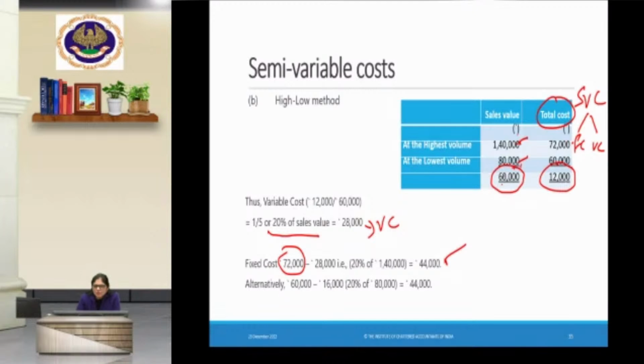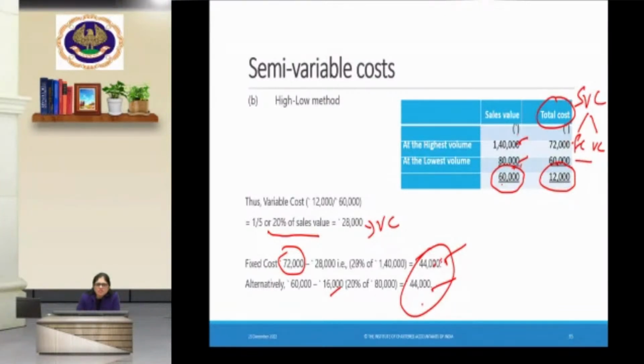Similarly, we can see the lowest. 80,000 is the sale and 20% is the variable proportion, so 16,000 is the variable cost out of the total cost of 60,000. If I take 16,000 out of 60,000, it is 44,000 again. See, fixed cost remains the same. Under both alternatives, whether highest sales and highest cost or lowest sales and lowest cost, the fixed cost remains the same, and that is the property of fixed cost.